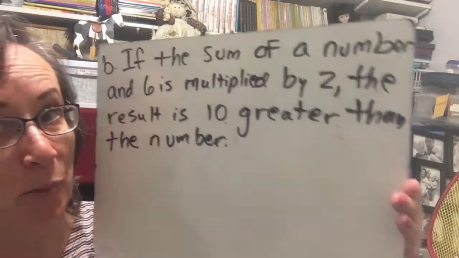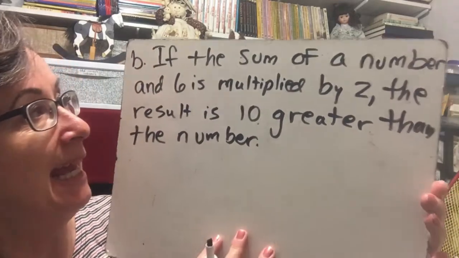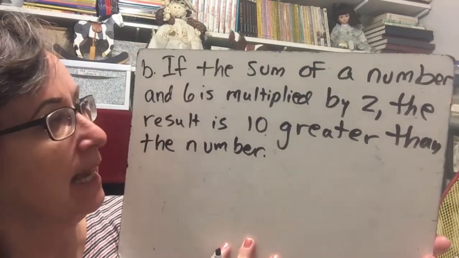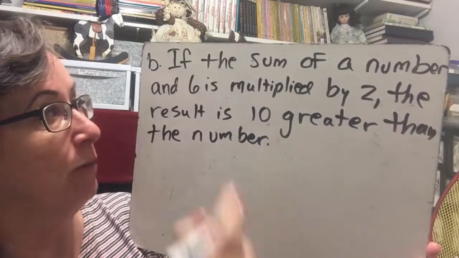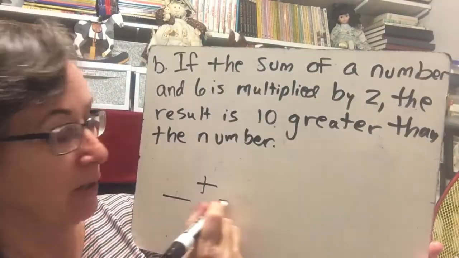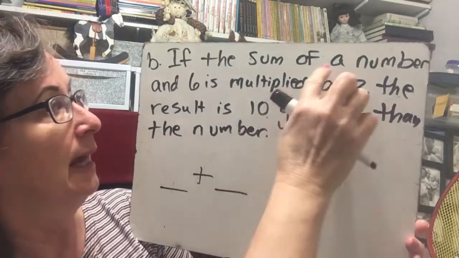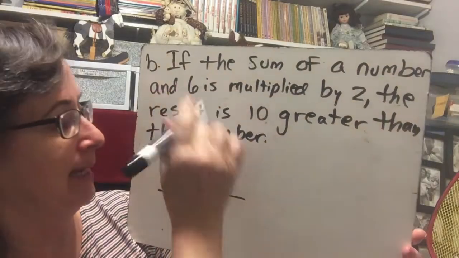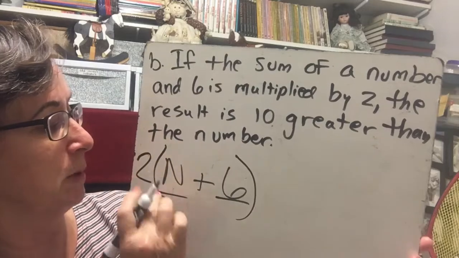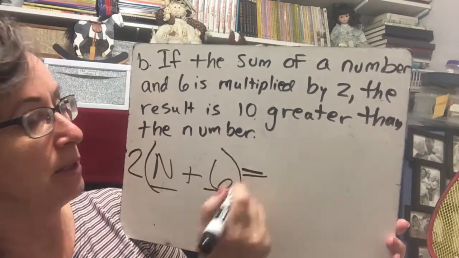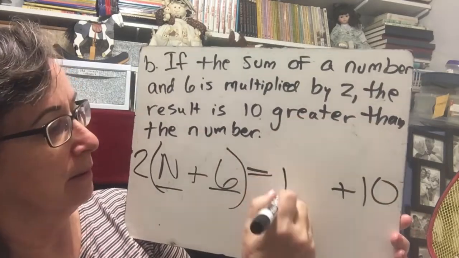This is our second practice problem, so I want you to copy it down and then go do it. If the sum of a number and 6 is multiplied by 2, the result is 10 greater than the number. Okay, so the sum means add. So we're going to add two things together. If the sum of a number and 6 is multiplied by 2, we're multiplying the whole sum by 2. Then the result, that's my equal sign, is 10 greater than the number.